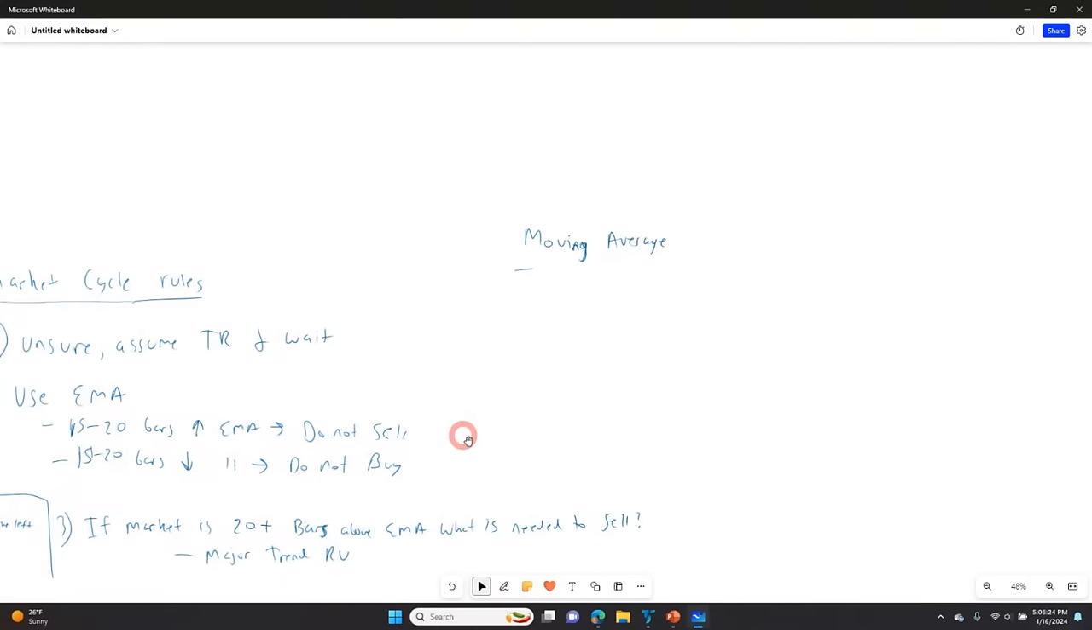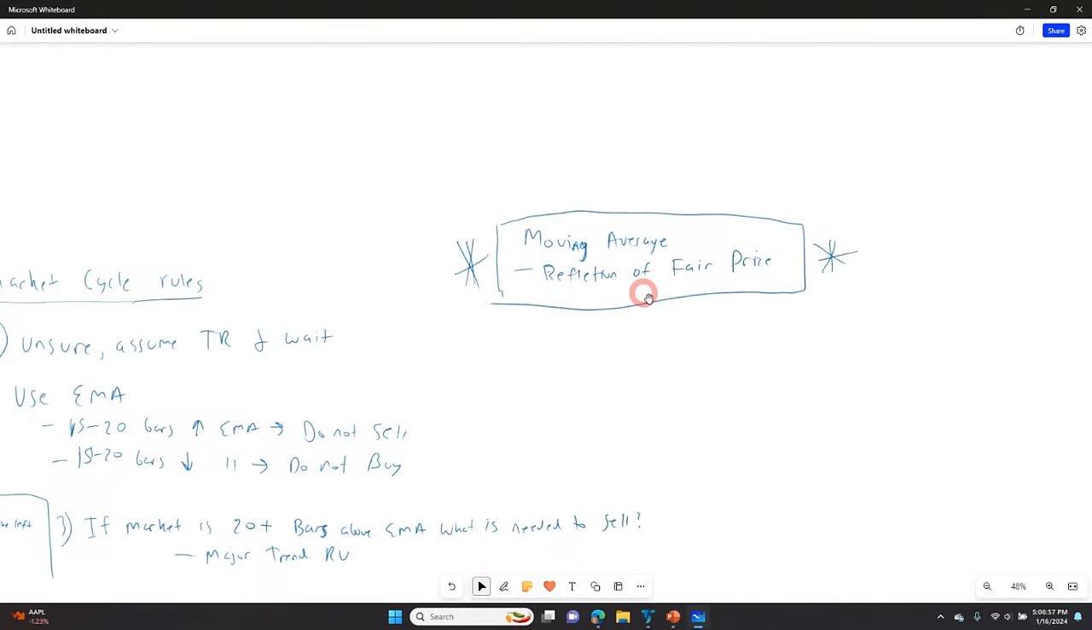Exactly. Great job. It's a fair price. So the moving average is a reflection of the fair price. And it sounds very simple, but that can save you a lot of trouble when it comes to trading. Moving average is a reflection of the fair price.